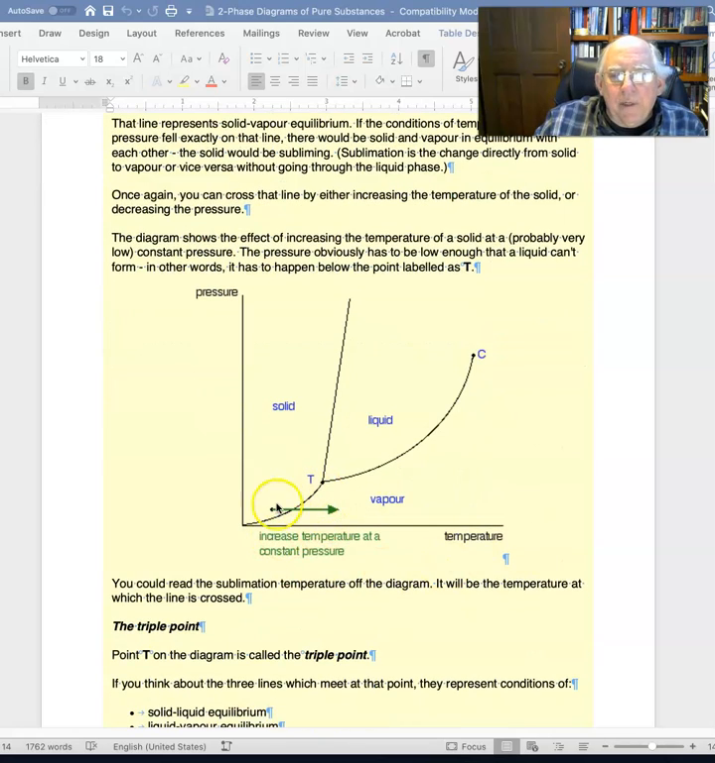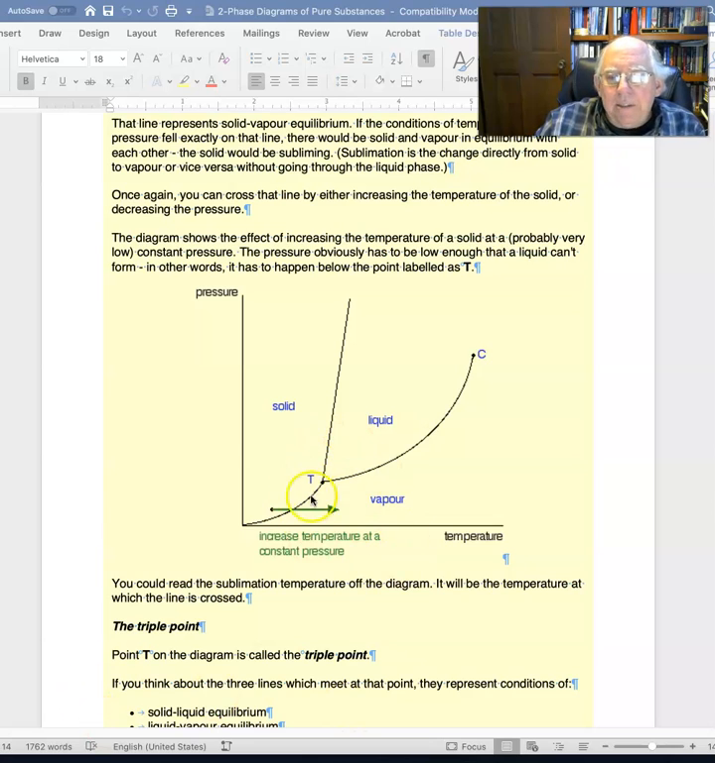Down in this particular region, below the triple point, we can start as a solid at a given pressure and temperature, and by increasing the temperature, we could move from the solid directly to the vapor condition. That process along that line is called the sublimation process. And so solid turns directly into vapor without going through the liquid state.